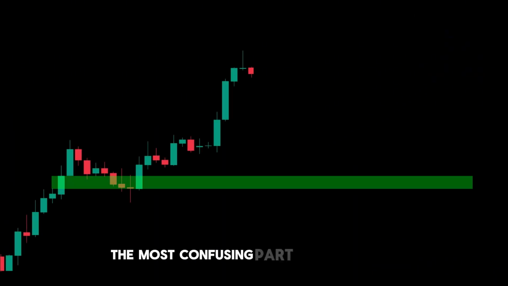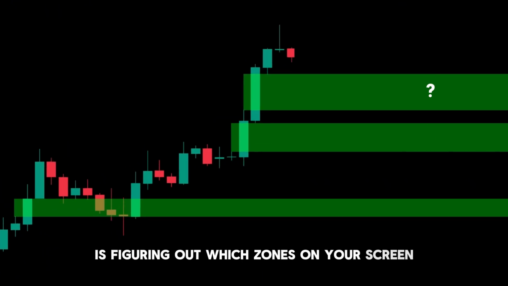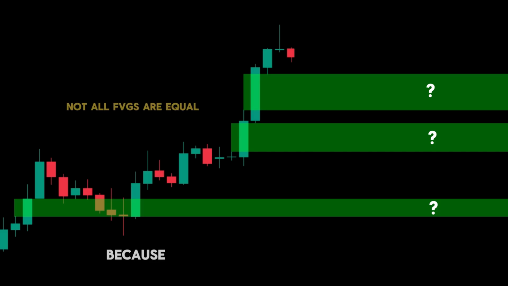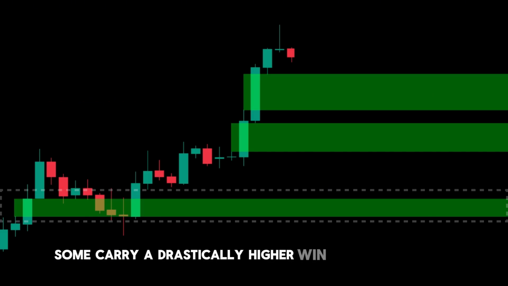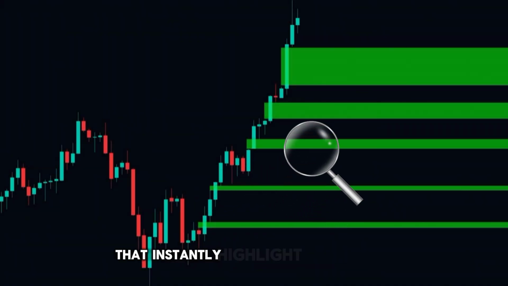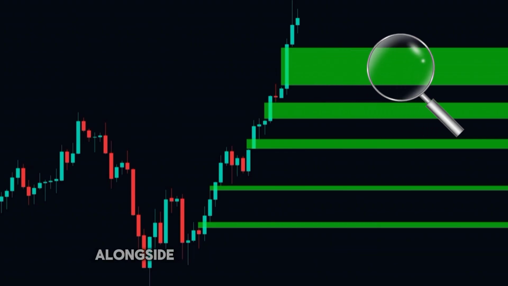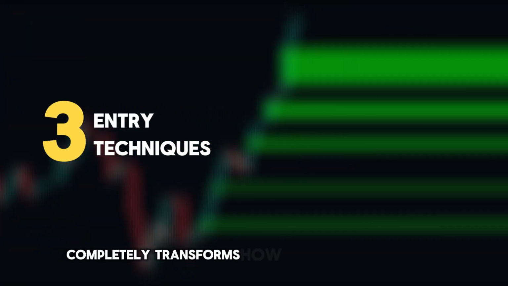The most confusing part about trading the fair value gap is figuring out which zones on your screen are actually worth your capital, because not all gaps are created equal. Some carry a drastically higher win rate than others. Exploring the secret filters that instantly highlight top-tier gaps, alongside 3 institutional entry techniques, completely transforms how you read price action.